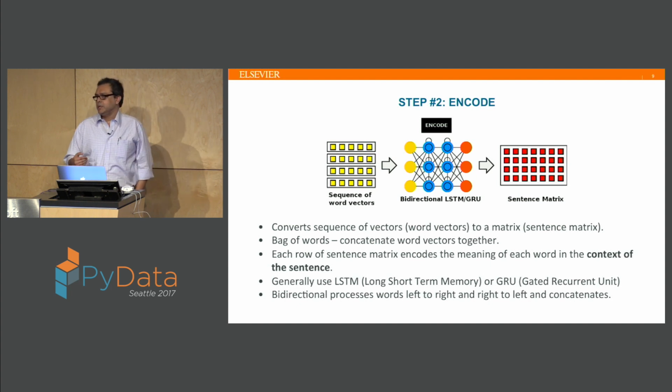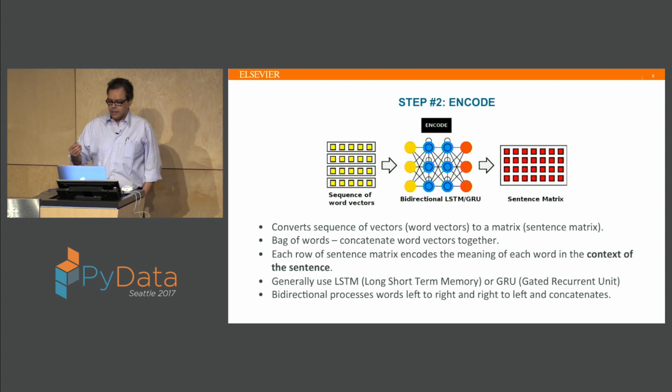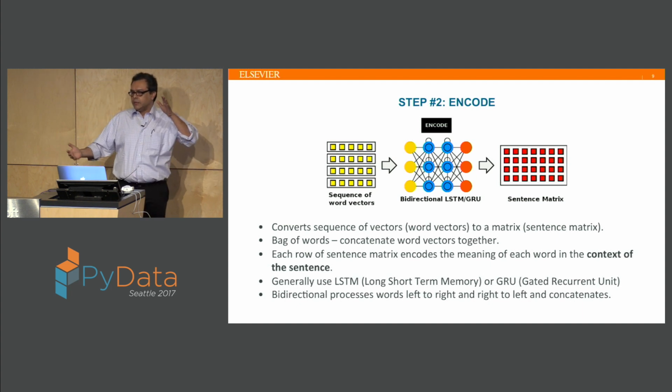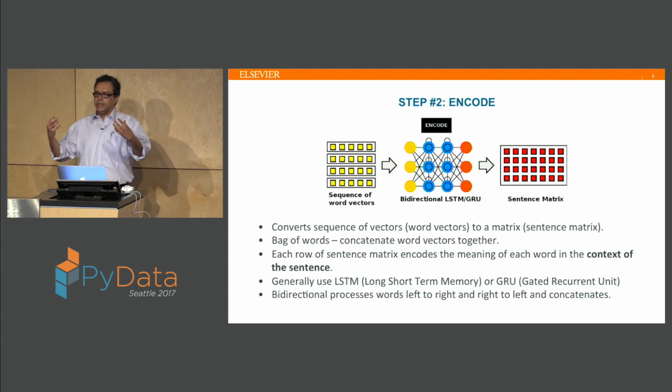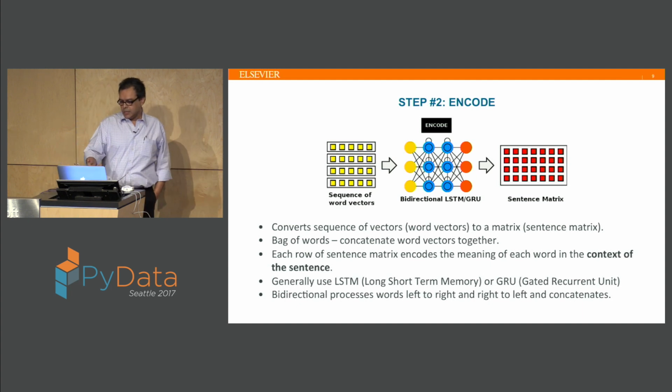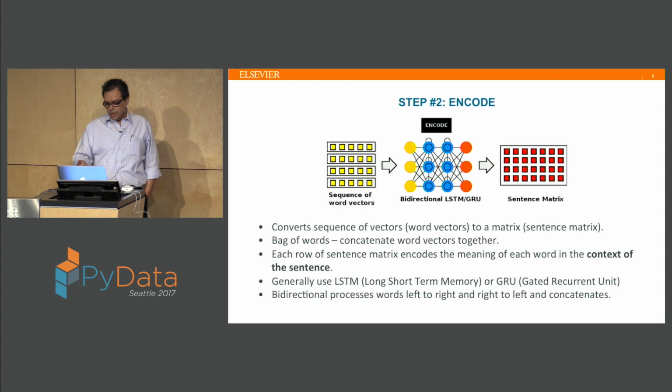But the encode step here talks about something slightly different. It says that you want to encode it such that the meaning of each word in the context of the sentence is retained, right? So let's say in a 5-word sentence you had 2 words which were really indicative of the meaning. You want those to have more impact in the final matrix that you get. So that's what this does, and typically you do it with a bidirectional LSTM or a bidirectional GRU.